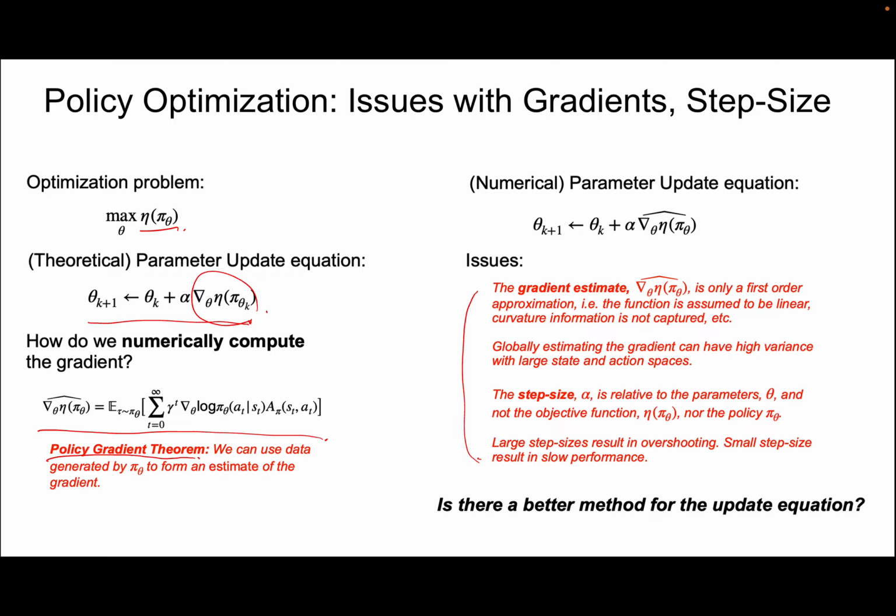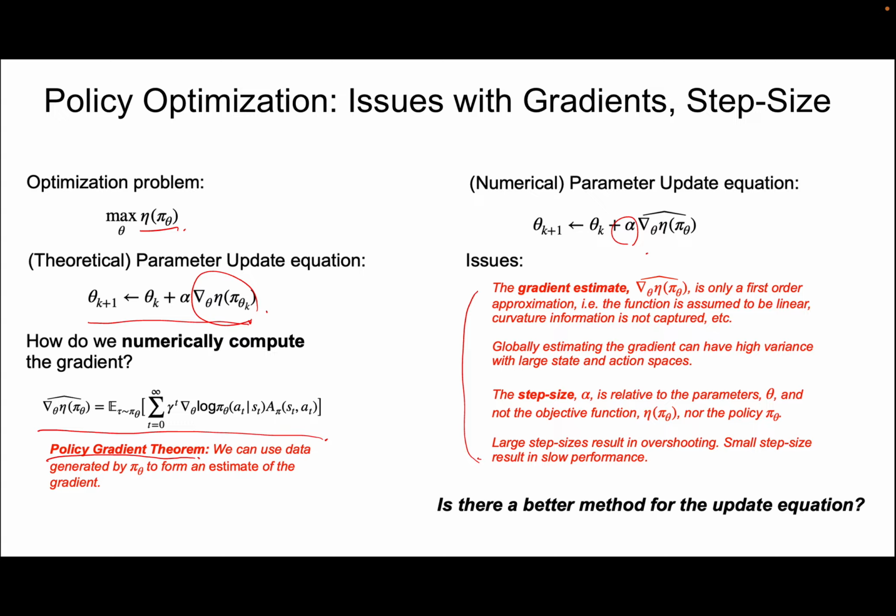The gradient estimate is only a first order approximation. The function is assumed to be linear, so curvature information is not captured. Globally estimating the gradient can have high variance with large state and action spaces. Step size, alpha, is relative to the parameters and not the objective function nor the policy.